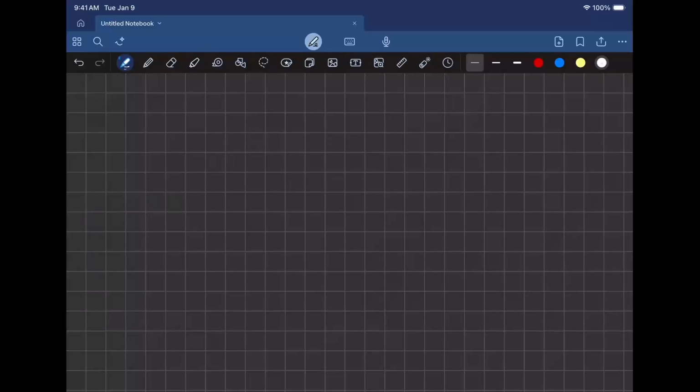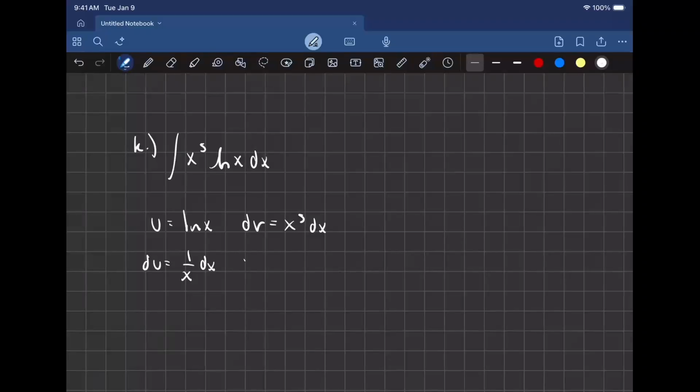Surely they could have just used numbers at some point, but K will be the integral of x to the 5th ln of x dx. Let's do some integration by parts. So my u is ln x. So my du is 1 over x dx. My dv is going to be x to the 5th dx. And my v, after I integrate, is going to be x to the 6th over 6.